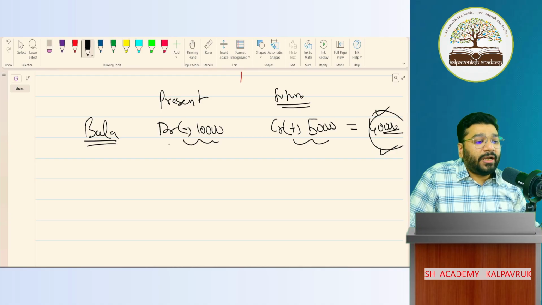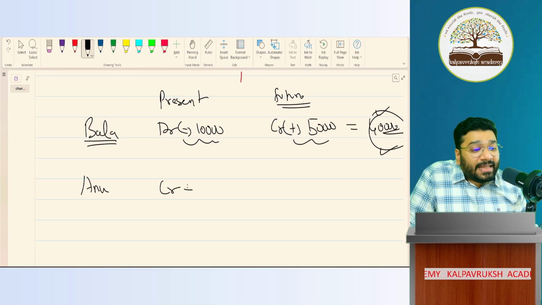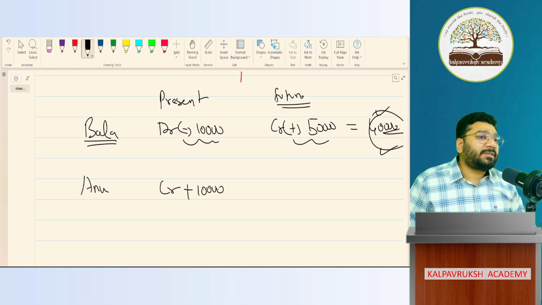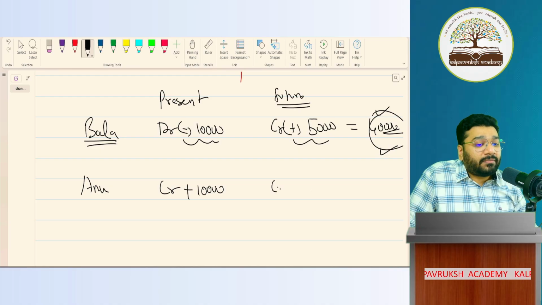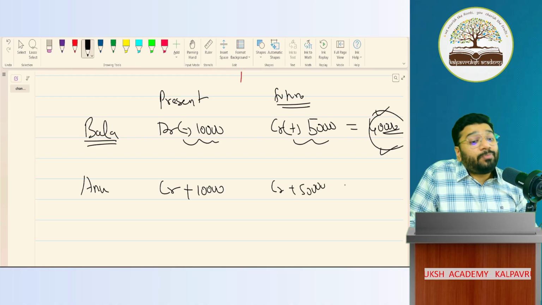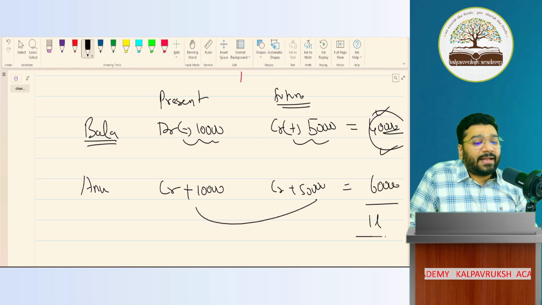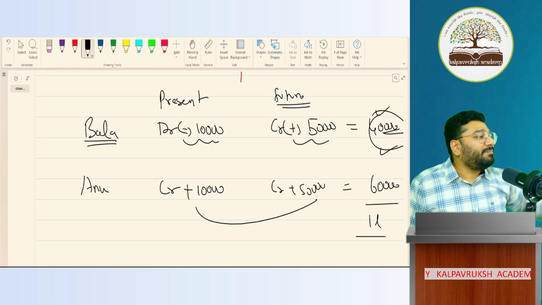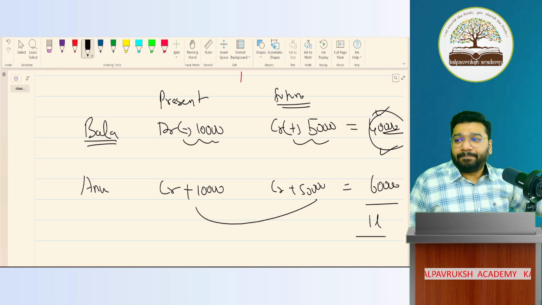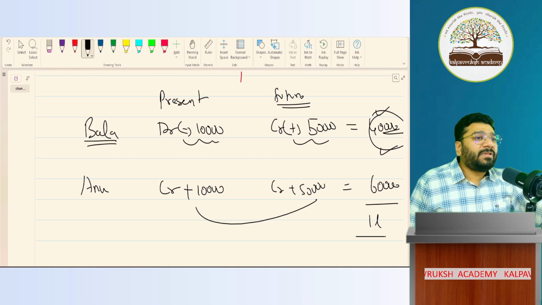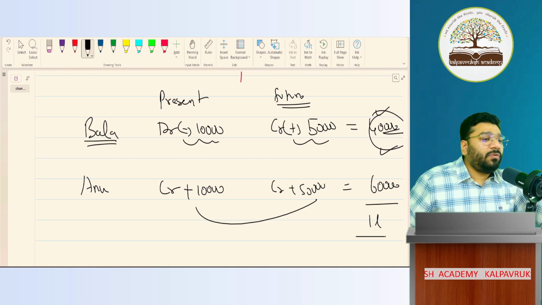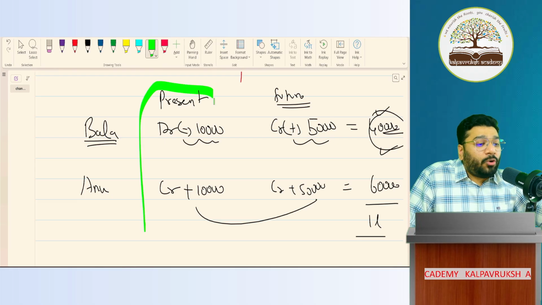Now look into Anu. Anu, in present, what are we doing? We are crediting 10,000 rupees. Credit means plus. In future, how much are you going to credit? 50,000. Both put together, how much? Plus and plus, 60,000. Total 1 lakh. Matching, not matching? This is the concept. So now we are learning how to pass this entry.